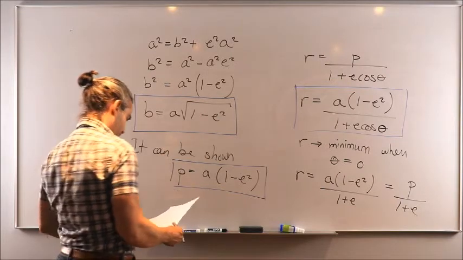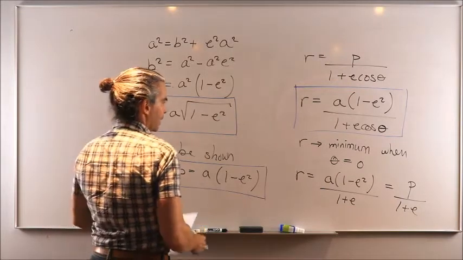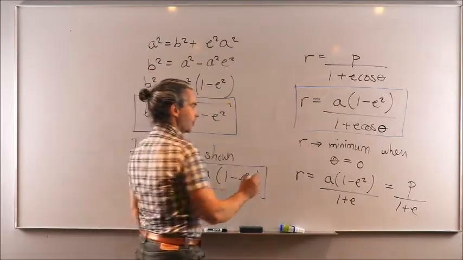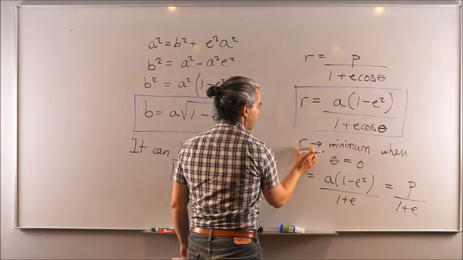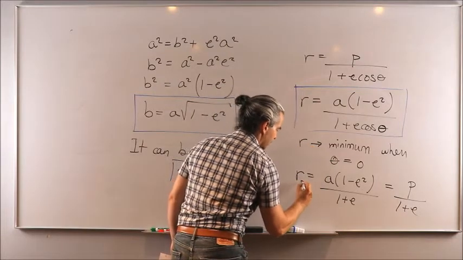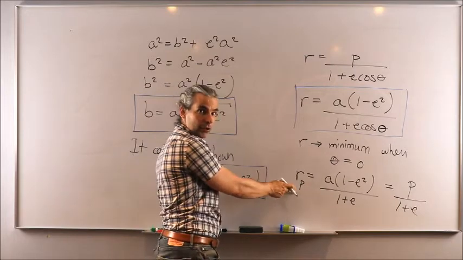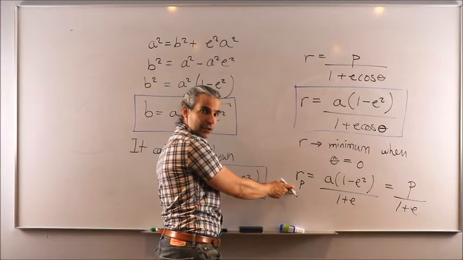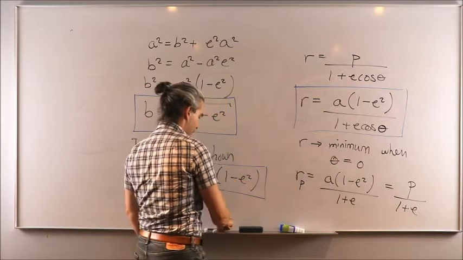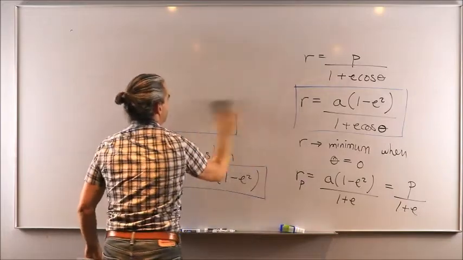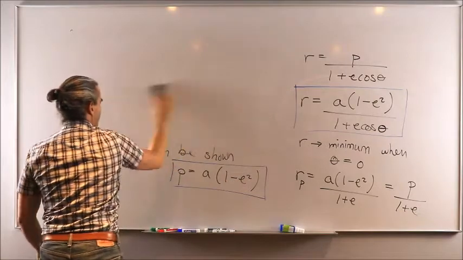Yep. Okay? And whenever that situation happens, we'll refer to this specific distance as RP, because we are now at the perigee of the orbit, as we've discussed in the previous lecture, right? If you're not too sure, let me draw another orbit real quick.